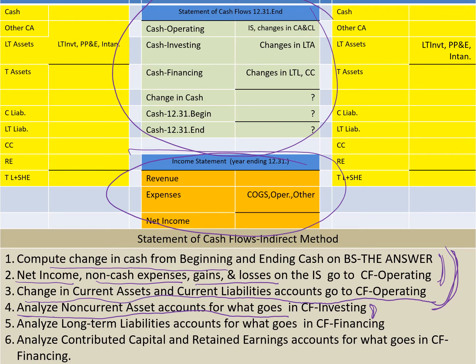Then look at the financing section, and that's analyzing the T accounts in long-term liabilities accounts, contributed capital, and retained earnings. All of that goes into financing. And then you net the cash from operating, investing, and financing, and that will give you the change in cash again. So let's try a few.